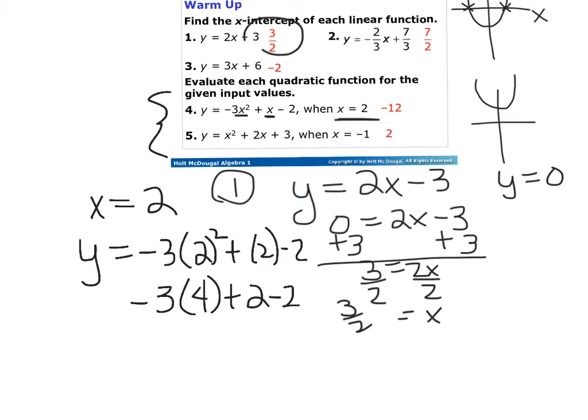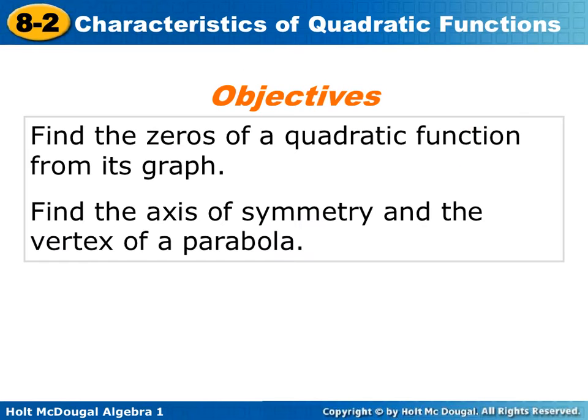And then I have 2 minus 2. So now I'm going to multiply second. And now I only have addition and subtraction, so I'll work left to right. Negative 12 plus 2 is negative 10. And then minus the 2 is negative 12. So if you are asked to evaluate a quadratic function, you just replace the variable and then follow order of operations. So this is just a review.